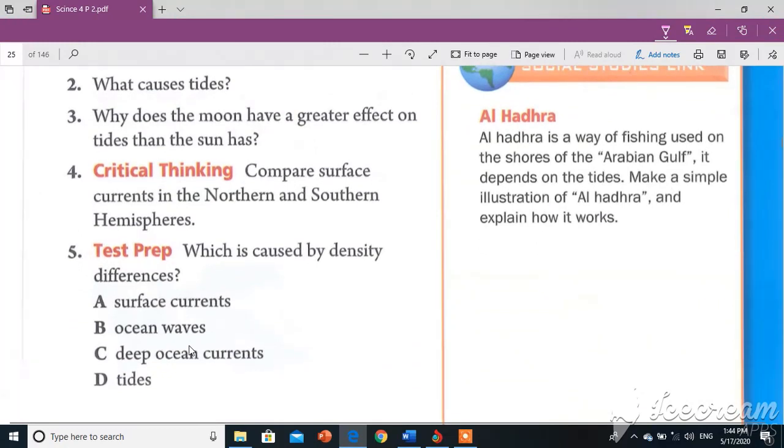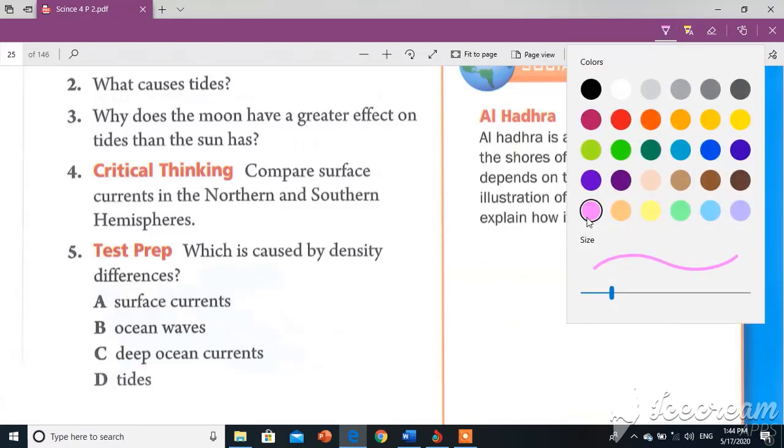Number 5. It is test preparation. Which is caused by density differences? A. Surface currents. B. Ocean waves. C. Deep ocean currents. And D. Tides. Which one is caused by density differences? The true answer is deep ocean currents. Okay, deep ocean currents is the true answer.